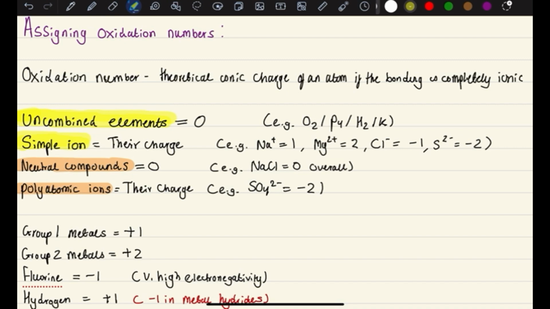And then a polyatomic ion, so we're talking sulfate, carbonate, stuff like that, the total sum is going to be equal to the charge. So for example, we've got sulfate there. The total sum of that is going to be -2 because it's a 2- ion. Be aware of things like that. Those are your general rules.